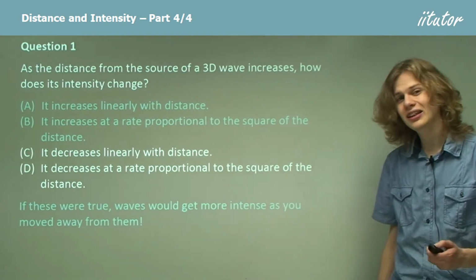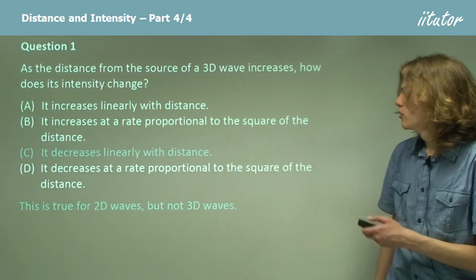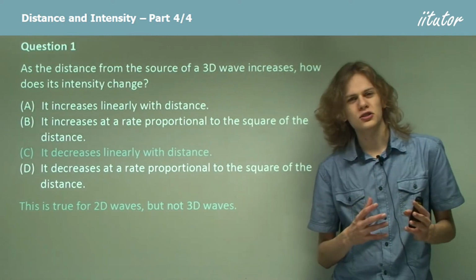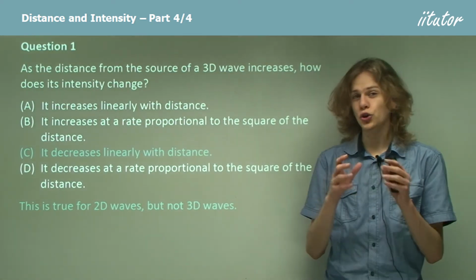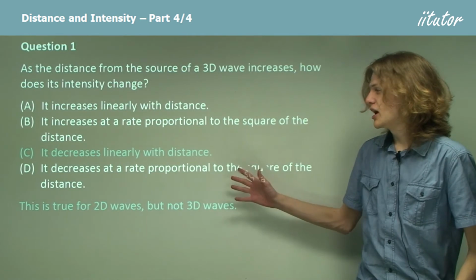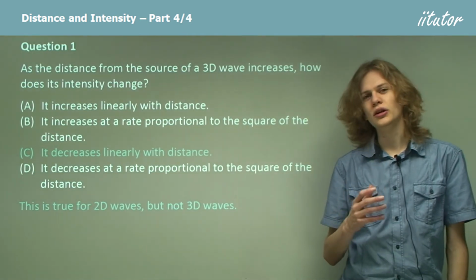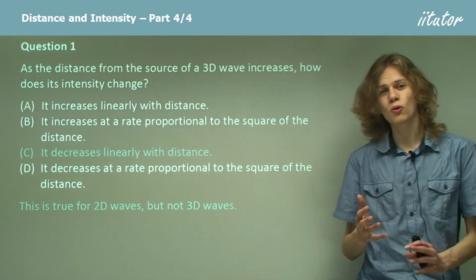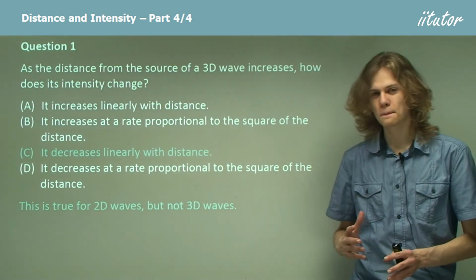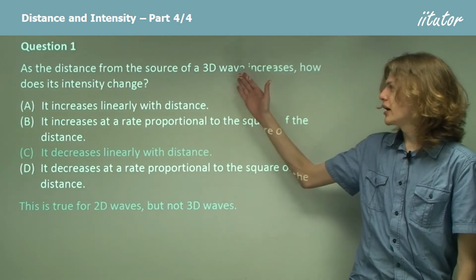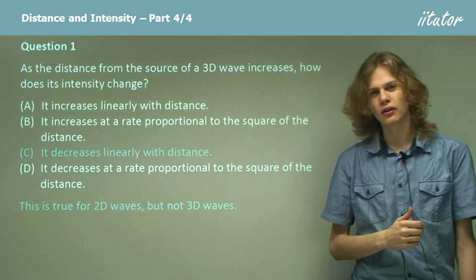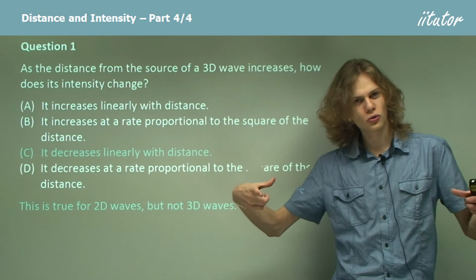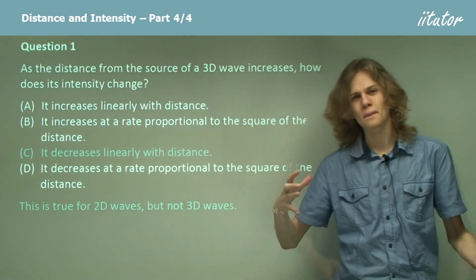So does it decrease linearly with distance? Well, the answer is not for three-dimensional waves. It turns out that if we look at a two-dimensional wave, then yes, the intensity will decrease linearly with distance. That is, the intensity will be proportional to 1 over d. However, we're looking at a 3D wave, which behaves a bit differently, because it doesn't spread out like a circle, it spreads out like a sphere.